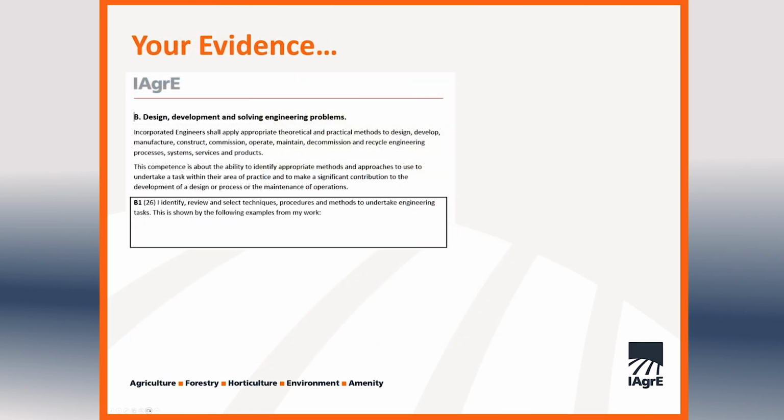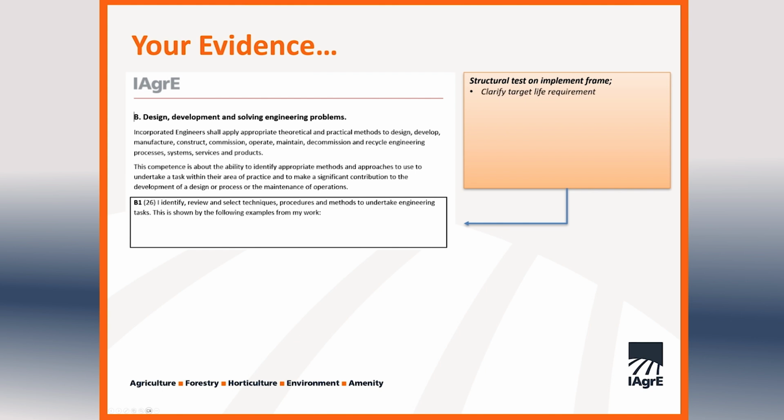Let's say you've been asked to carry out some validation work on a machine frame. It may be a farm implement, a piece of static plant, or a robotic fruit picker. It doesn't matter. First of all, you need to understand what the requirements are, for example, the target life. You need to understand and interpret load inputs from data, calculations and simulations.